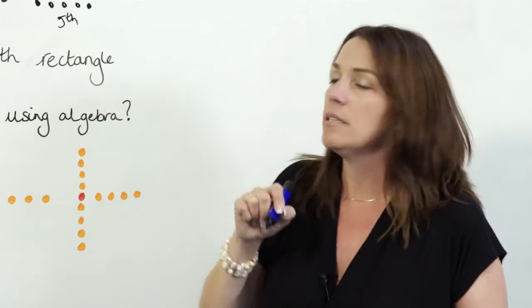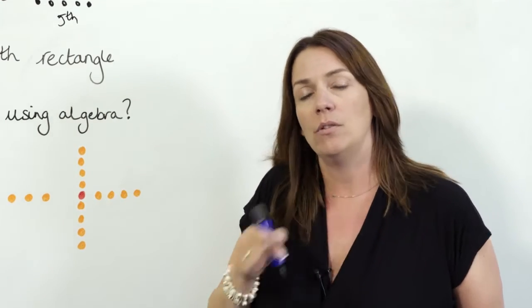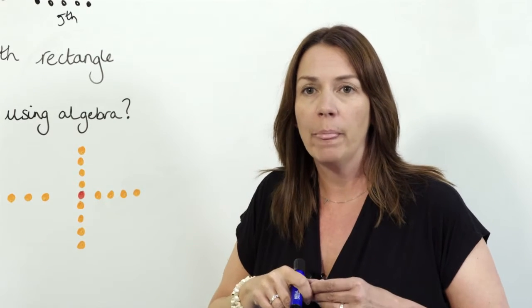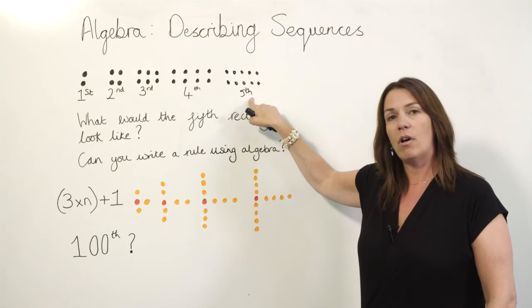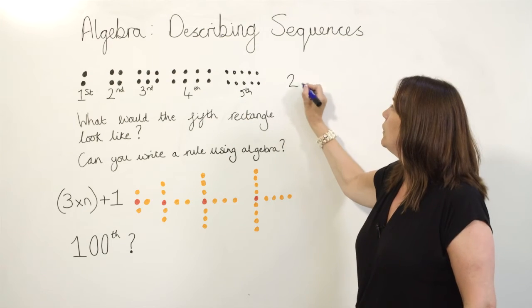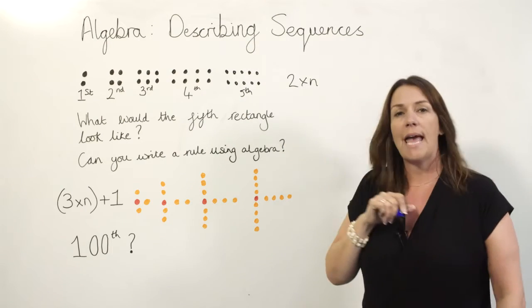Now, to write this as a rule using algebra, we can use n to represent any number. So here we've multiplied 5 by 2. So we can write this as a rule saying 2 times n.